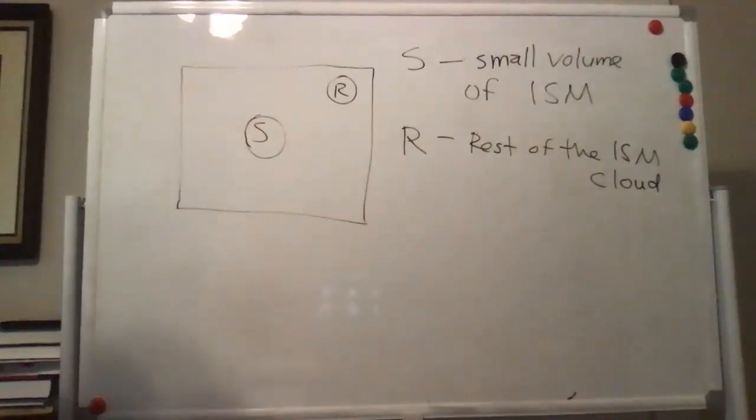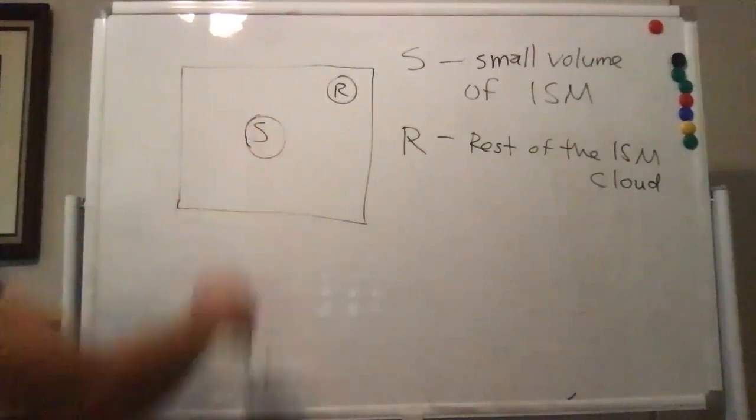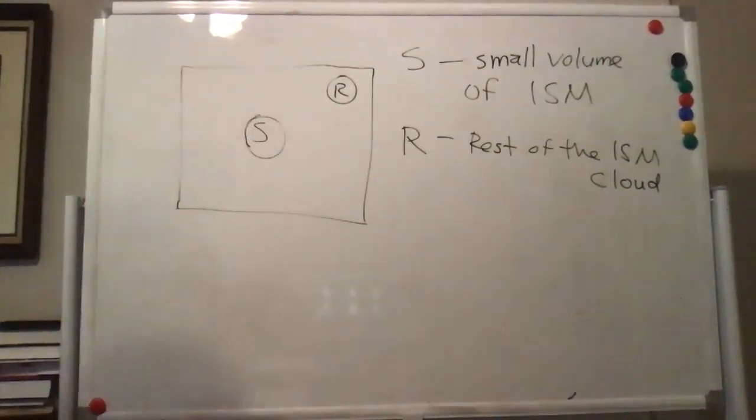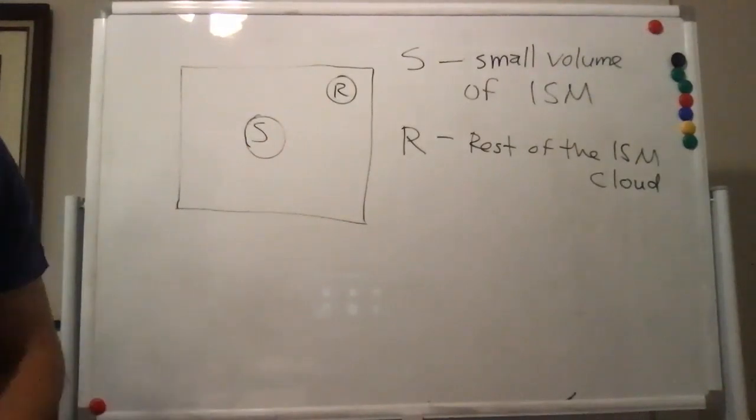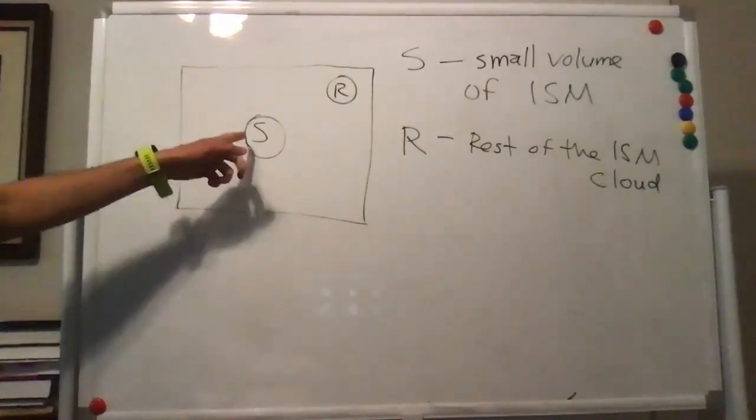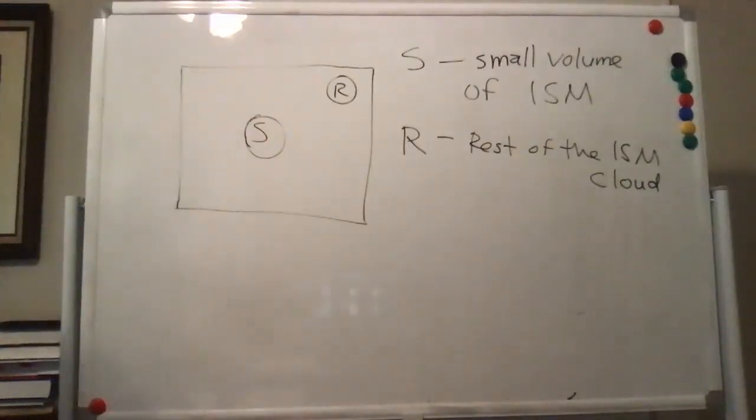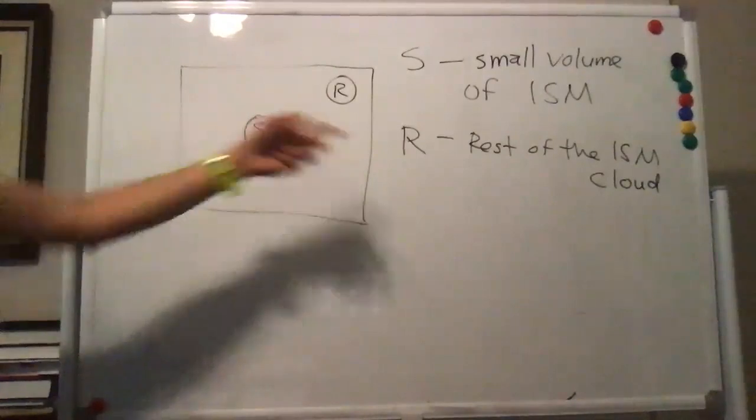So the properties of the reservoir are, it is really big. So it can lend and take as much energy as necessary to and from S. And its temperature is not going to change very much or at all because S is so small compared to the reservoir. So S is going to be able to absorb energy, you know, heat or radiation from R and give it back.